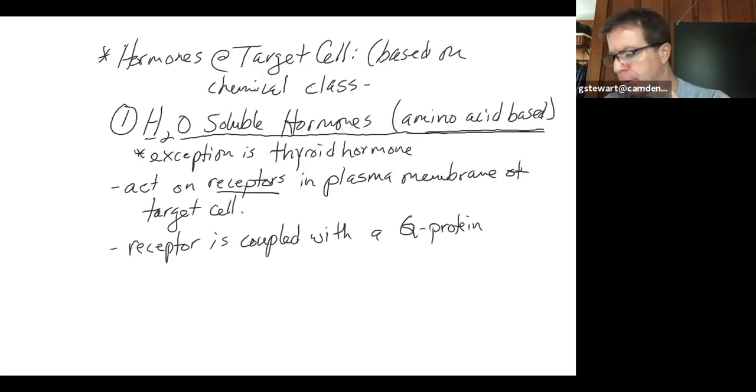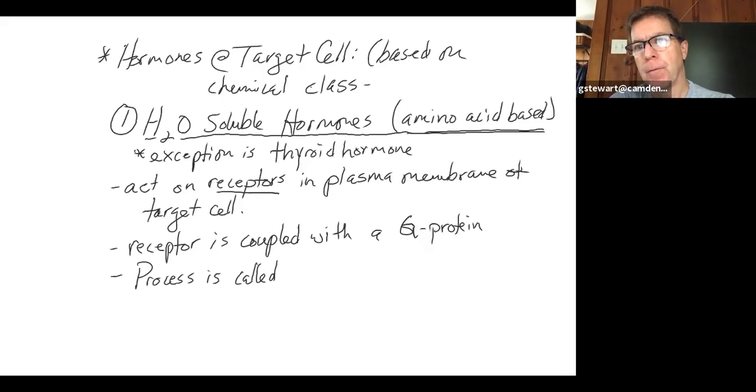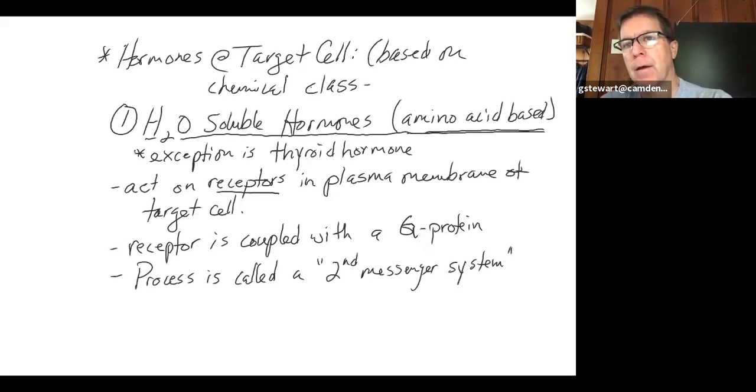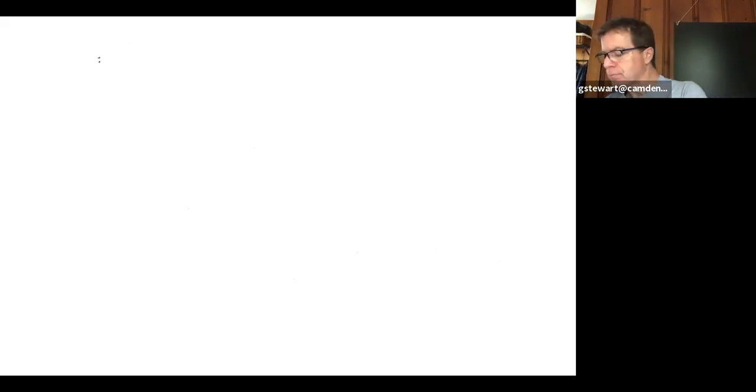So the receptor is coupled with a G protein, and we call this whole process, it's referred to as a second messenger system. All right, so those are just some important keys to remember as I describe this process. So let me just layer on top of this, and we'll go to a pictorial form of explanation.